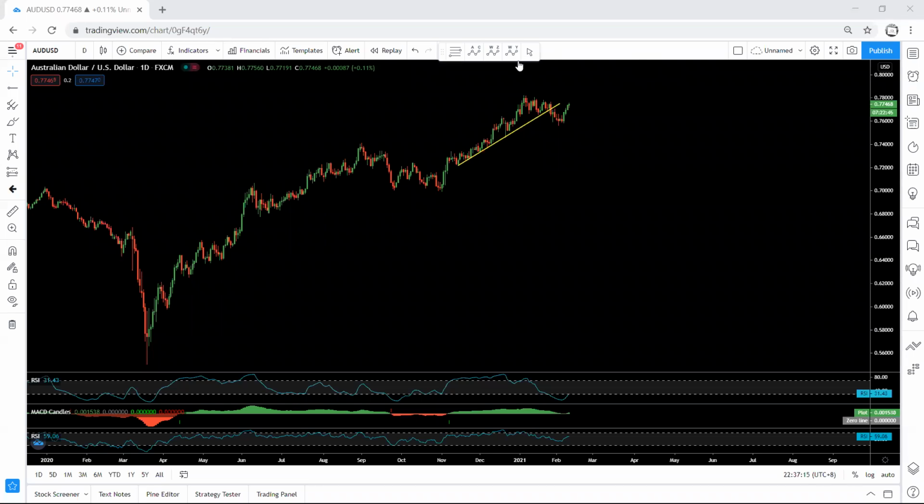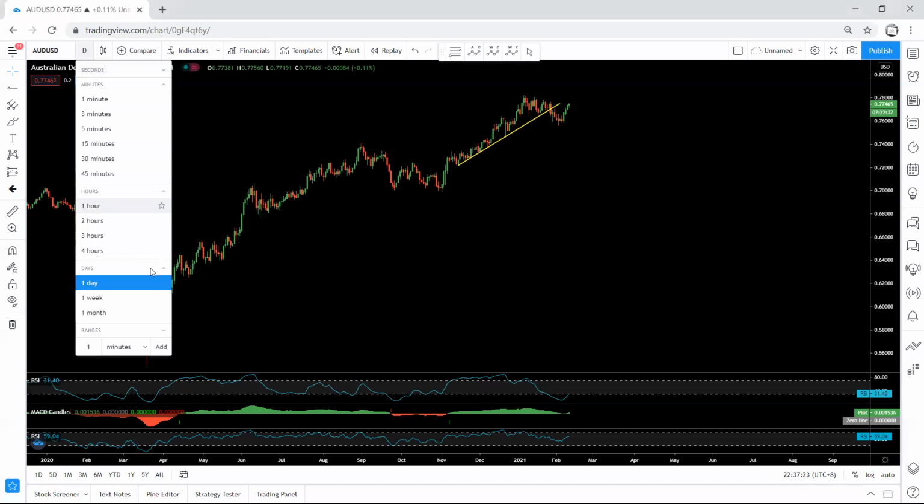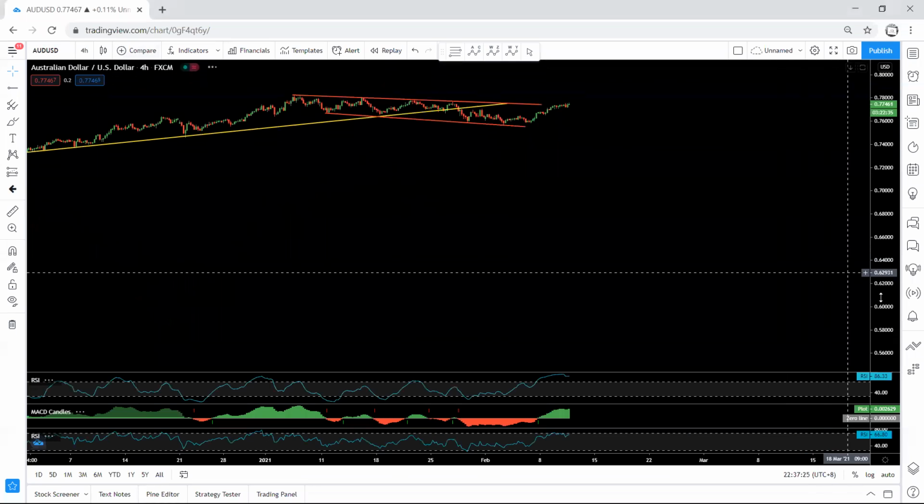AUDUSD, we start with the daily chart. As we can see on the daily chart, we want to see whether this can break this top or not. Anyway, we move to the forward chart. We want to see how we can trade it based on the forward chart.